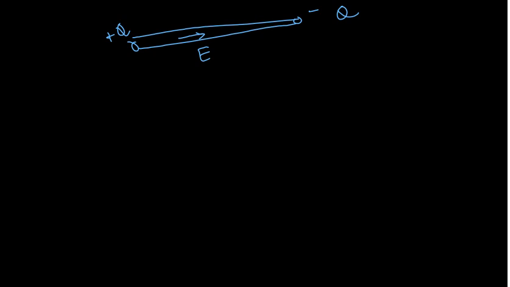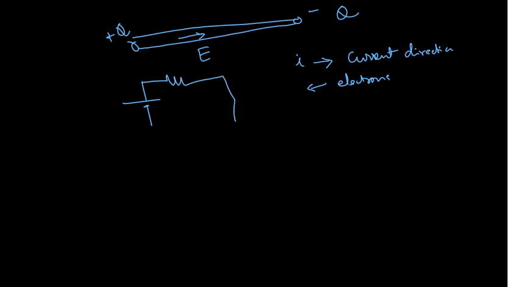If the electric field is in this direction, we already talked about it: if current flows in one direction, by convention the electrons flow in the other direction. This is the electrons' direction, and this is the current direction. They are opposite to each other. That's the reason when we draw circuits and say the current is going this way, the electrons will be going the opposite way.